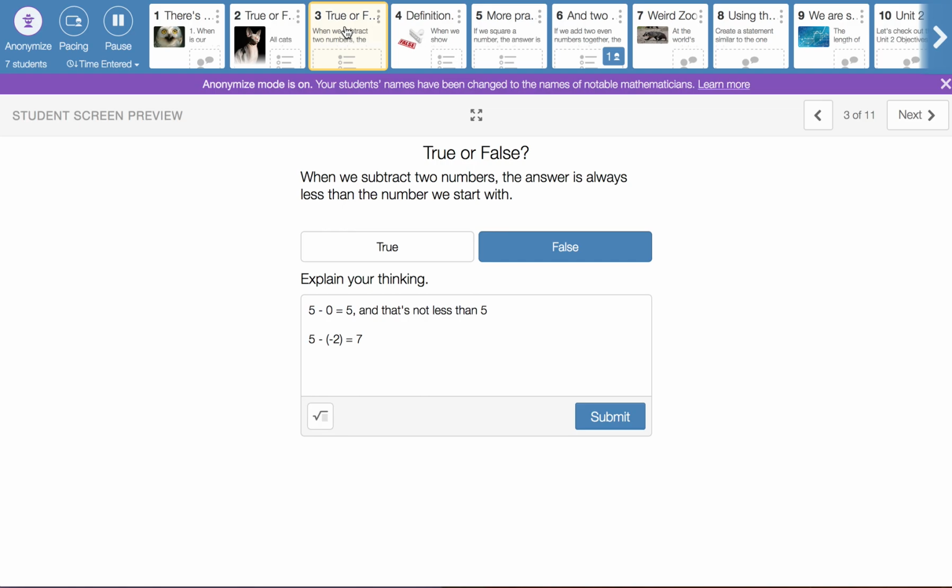This one I'm hoping we will agree on by the end. When we subtract two numbers, the answer is always less than the number we start with. That is false. I have a couple of counterexamples here. 5 minus 0 is 5, and that's not less than 5. And if we did a subtraction of a negative number, 5 minus a negative 2 equals 7, 7 is not less than either of the numbers that we start with. So we have a couple of counterexamples for this false statement.